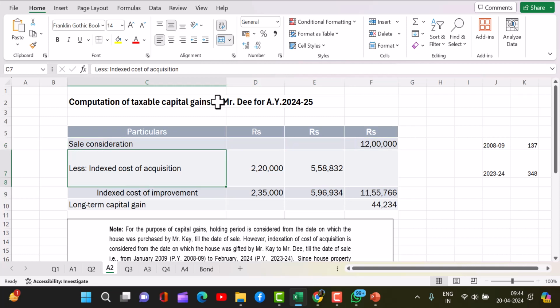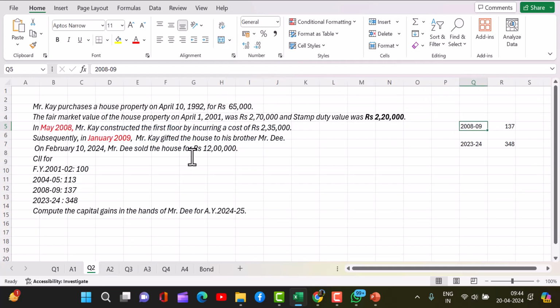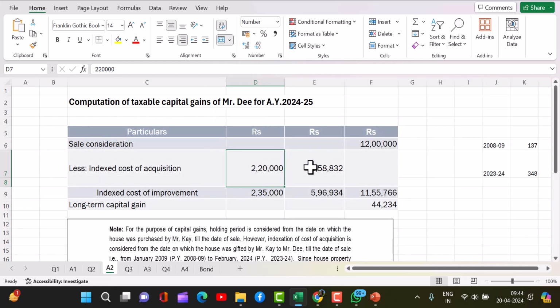Then index cost of acquisition. Now we have taken this as a stamp duty value. If you look at this, there were three values: 65,000, 2,70,000, and 2,20,000. Here, as per the law, the value taken for the purpose of indexation has to be 2,20,000. This will become the cost of acquisition in the hands of Mr. D, because he is the previous owner. The cost to the previous owner will become the cost to the new owner. So 2,20,000. Here we have applied the index cost of acquisition.